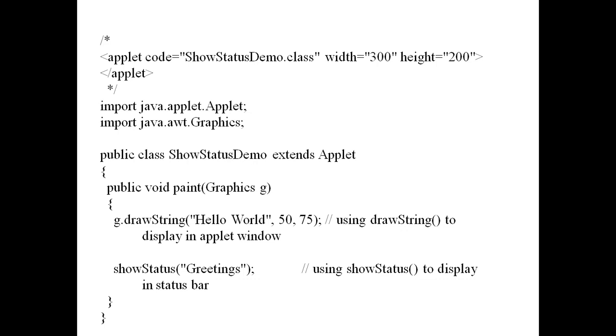Now the second way is to display a message in the status bar, at the bottom of the window. So the showStatus method is used. You don't have to mention it as g.showStatus. The showStatus method is directly called, and whatever you give in double quotes will be displayed on the status bar. So there are two ways to display a message: one is the drawString method, or otherwise you can use the showStatus method. Both have to be called inside the paint method.